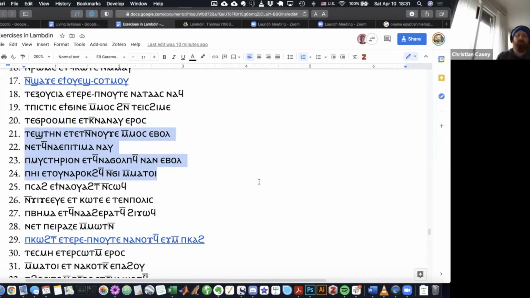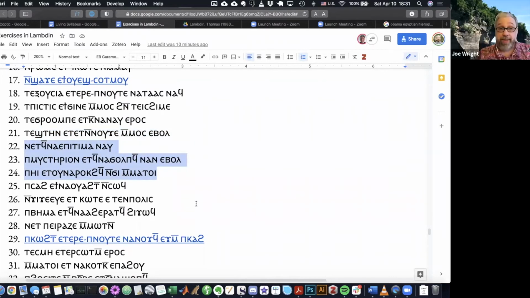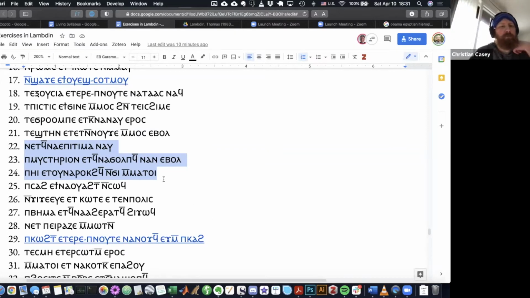All right. Number 21, Teshtain etet nuja mas ebal. The tunic which y'all are throwing away. Yeah, good. Kind of nice how this idiom works in English and Coptic. Nuja evol. Yeah. Okay, number 22, Netafna epitima now. Let's see, that one, I took that as those whom he will rebuke them. Yes, very good. Those whom he will rebuke.